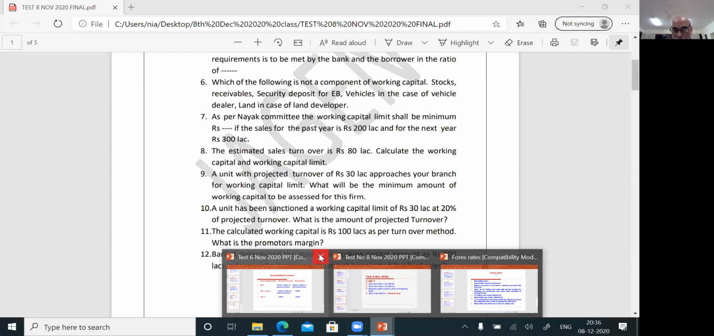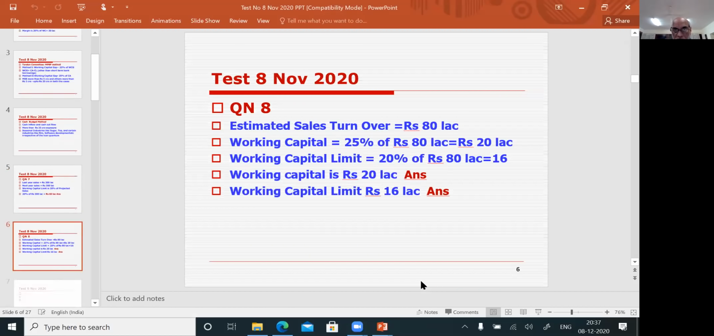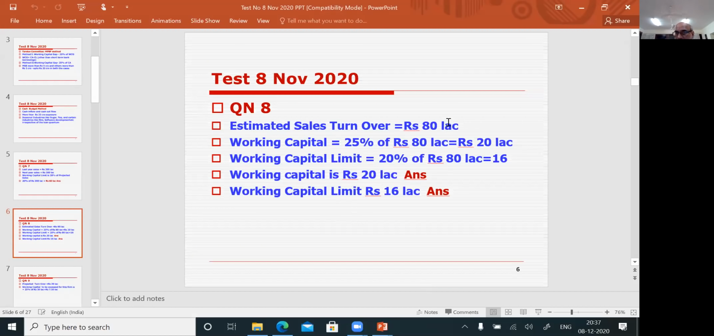Okay, so the estimated sales turnover is 80 lakhs. That is projected sales. Working capital is 25% of the projected sales, so working capital is 20 lakhs. Working capital limit is 20% of the projected sales, which is 16 lakhs. 20% of 80 is 16. Working capital is 20 lakhs and working capital limit is 16 lakhs. Suppose in the exam they had given the working capital as 20 lakhs.